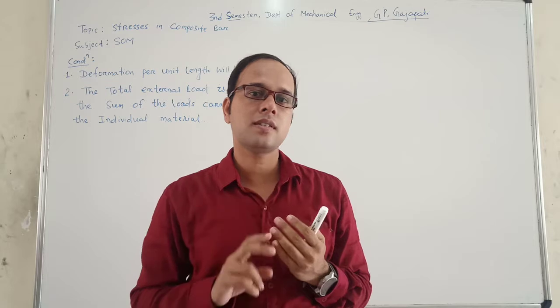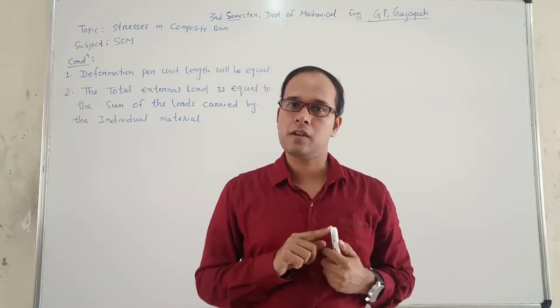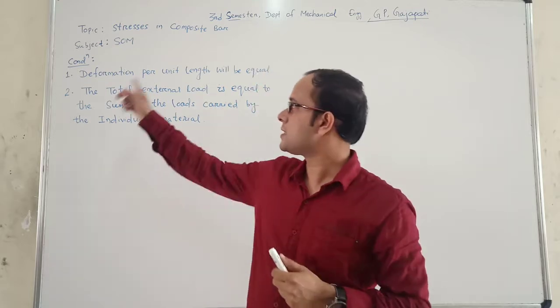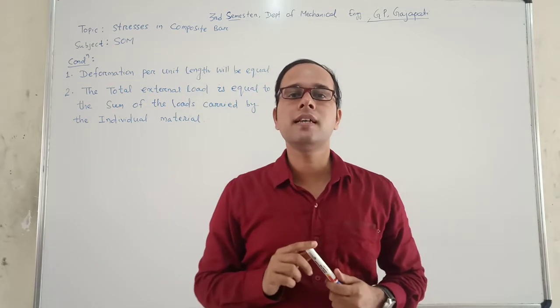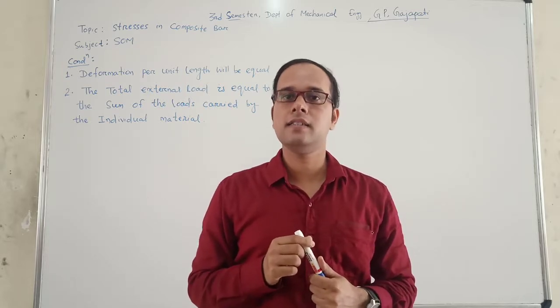But there are two conditions that should be satisfied. Then we can call it a composite bar. What are the conditions? First condition is deformation per unit length should be the same. That means change in length is the same.